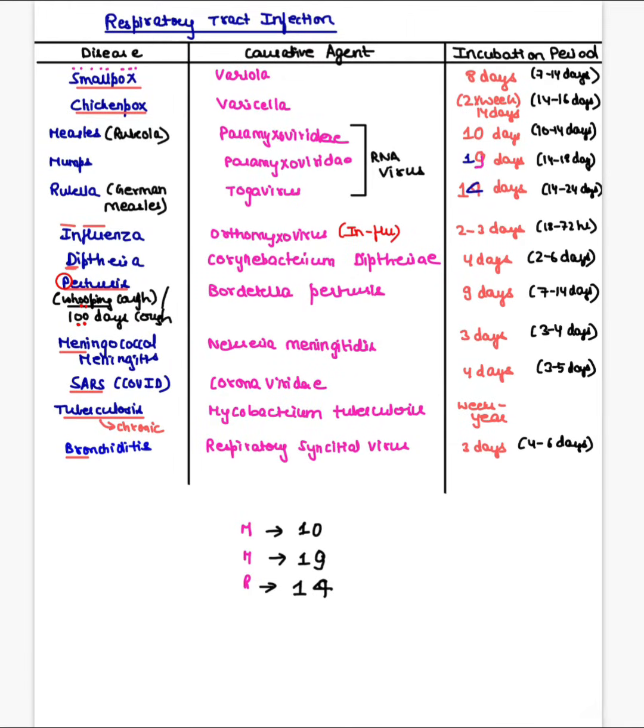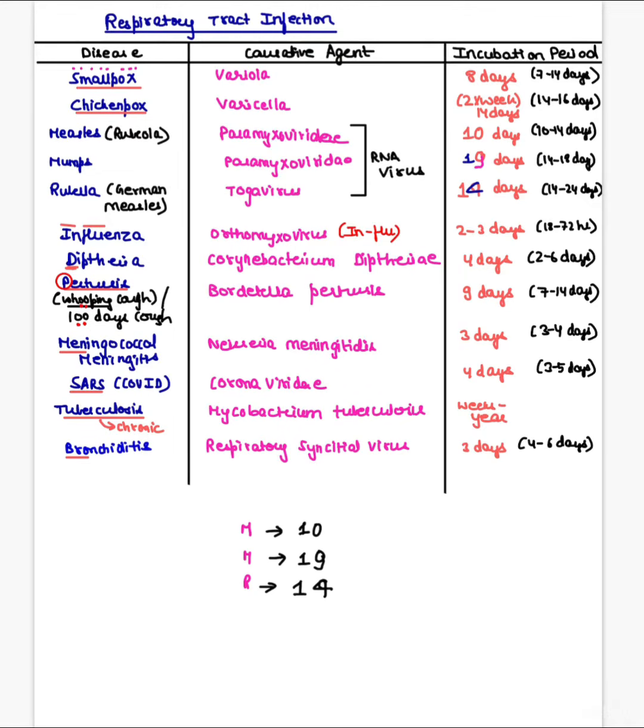See, measles 10 to 14 days, mumps that is 14 to 18 days, that's 19 days. So incubation periods are given differently in each book, each source. I have tried to include what is most commonly given in every book. Rubella, that is 14 days.